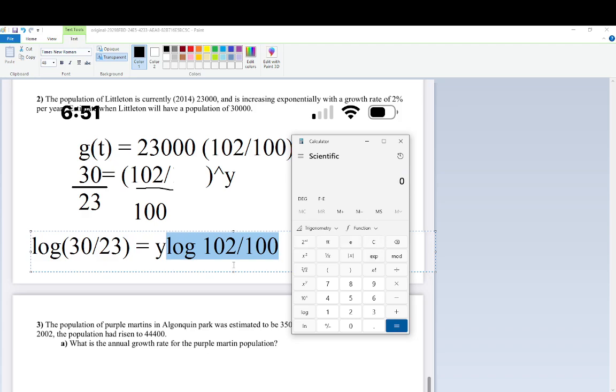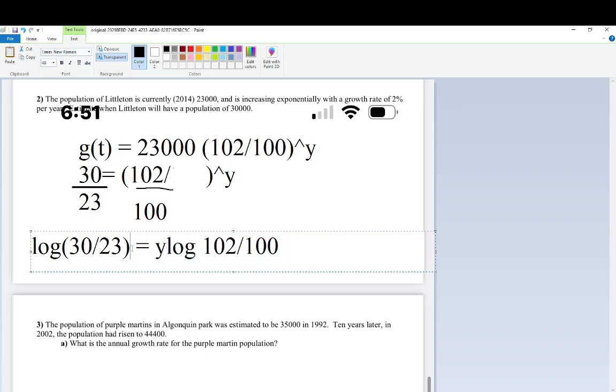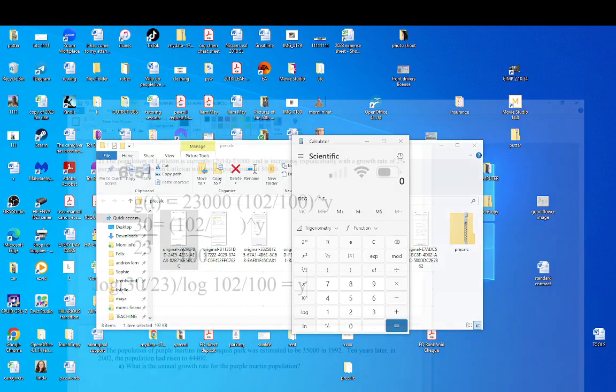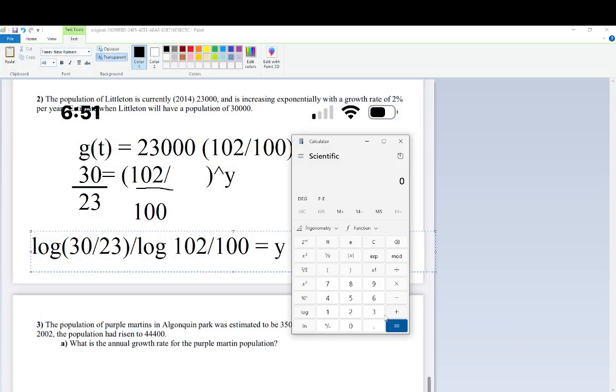So that means what I'm doing to solve this is I have to take this first one, divide it by this one, and that's what y is. So what year will it occur? Well, it's log 30 over 23 divided by log 102 over 100. So I'm going to clear my memory just in case. So 30 divided by 23 is the first one. You take a log, and that's divided by log, open brackets. My thing is you do the number first.